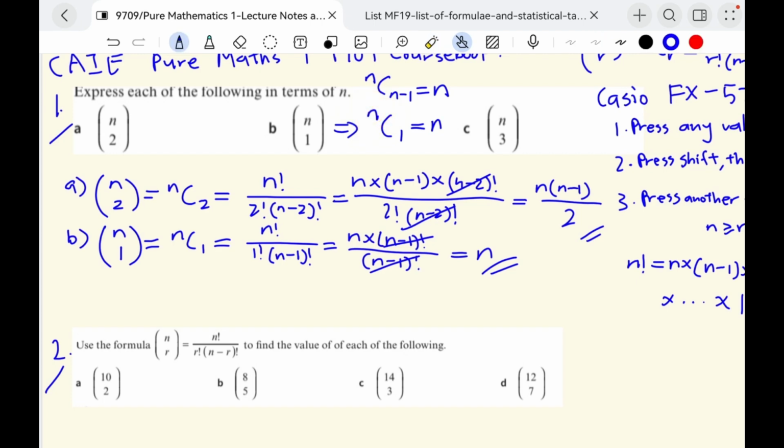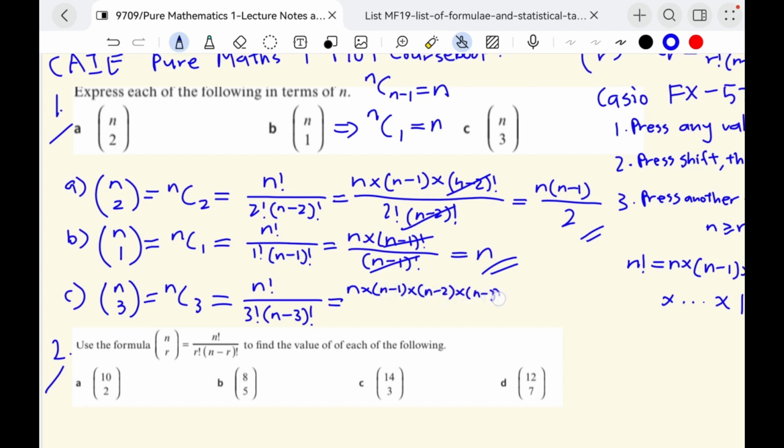This one I'll repeat in Statistics 1, Chapter 2, Permutation and Combination. So for nC3, which is n factorial divided by 3 factorial times n minus 3 factorial, which is equal to n times n minus 1 times n minus 2 times n minus 3 factorial, divided by 3 factorial, which is basically 3 times 2 times 1. We can write it as 6.